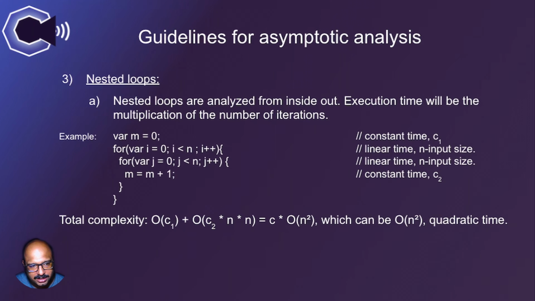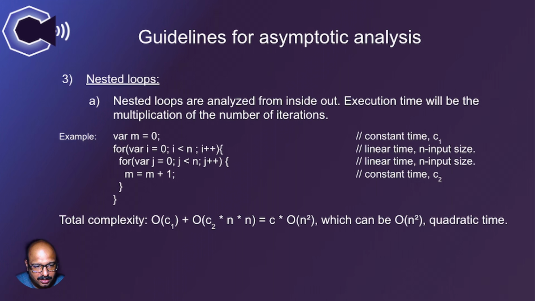Now moving on to nested loops. Nested loops are always analyzed from inside out. So when you want to find the time complexity of a nested loop, always start from the statements inside the inner loop. We will start from m equal to m plus 1, which is always a constant time. So it will execute in constant time. And the inner for loop will run for n times, which is linear. Depending on the input size, it will run for n times. And also the outer loop runs for n times.